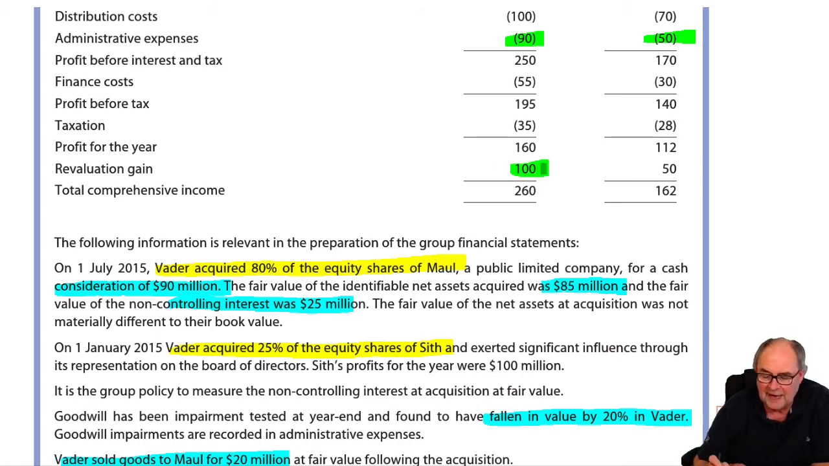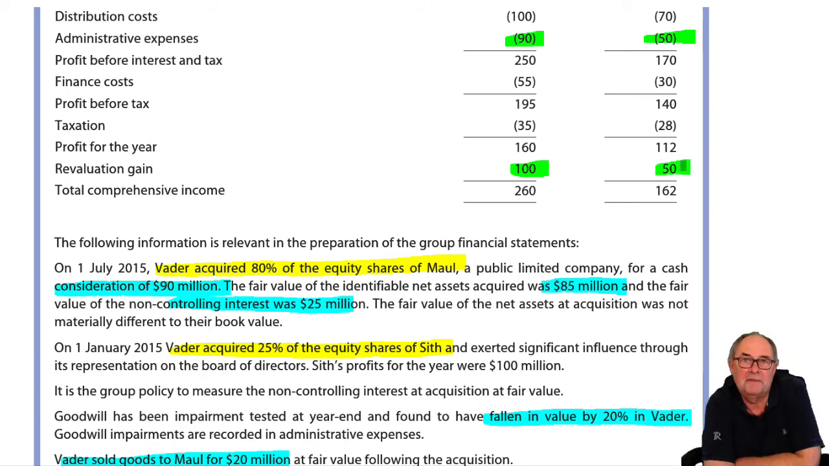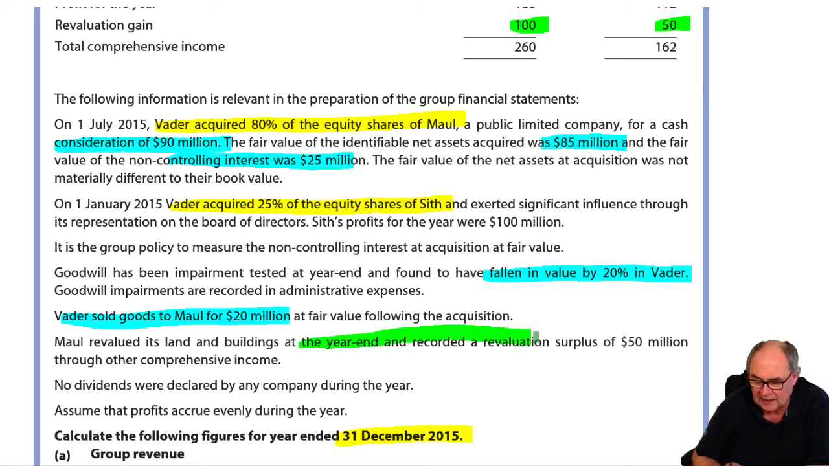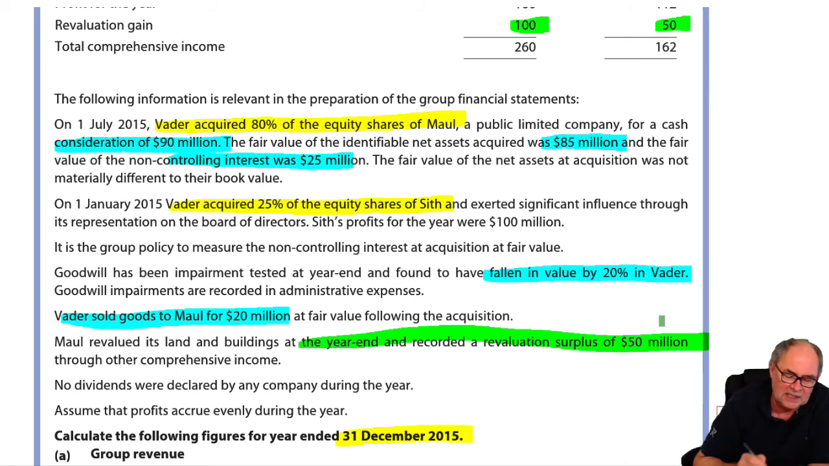The parent had a revaluation gain of 100. The subsidiary had a revaluation gain of 50. Somewhere in the data, I've just said that the subsidiary's revaluation surplus was at the year end. So I'm making an assumption that that was all post-acquisition. I think you can make alternative assumptions. Personally, if I was marking it and you did 6/12ths, I wouldn't penalise you on that. But I think it's all post-acquisition. That's just the view I've decided to take today.